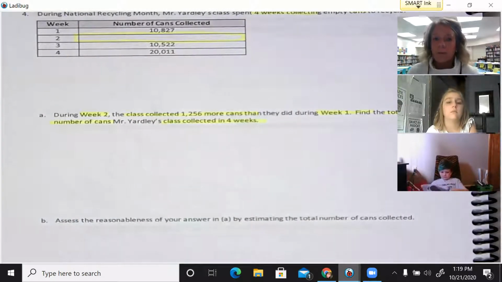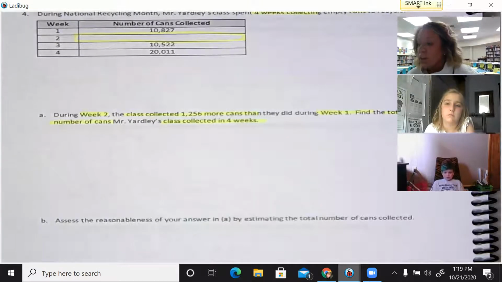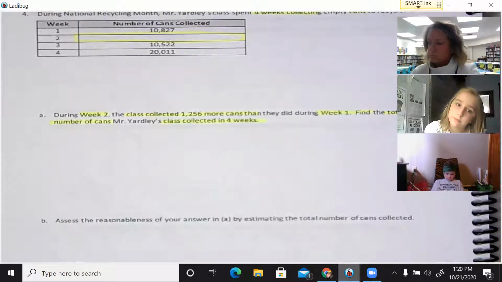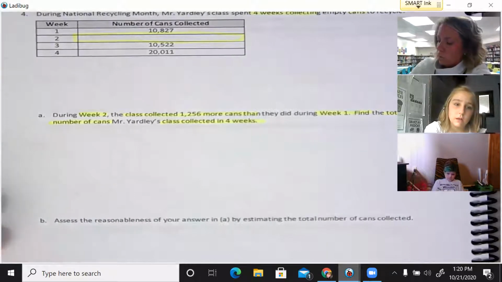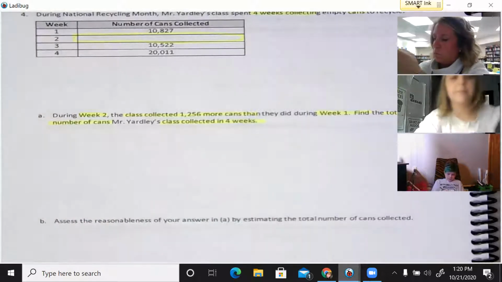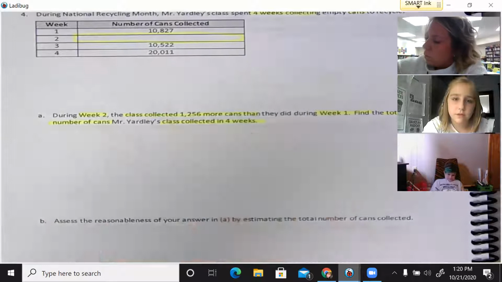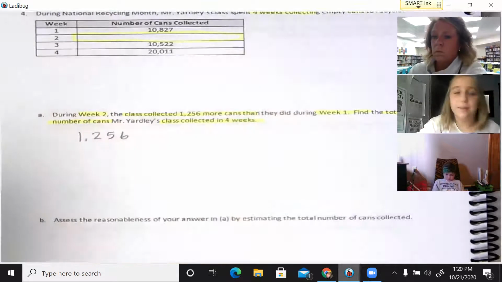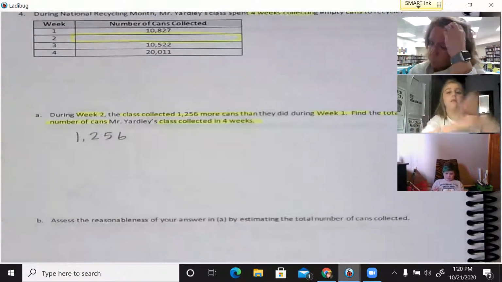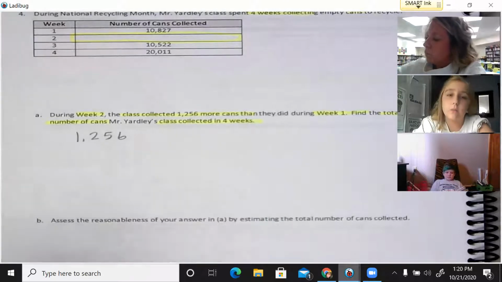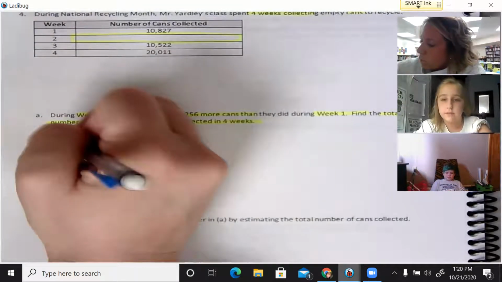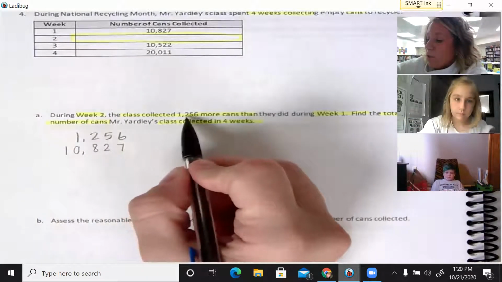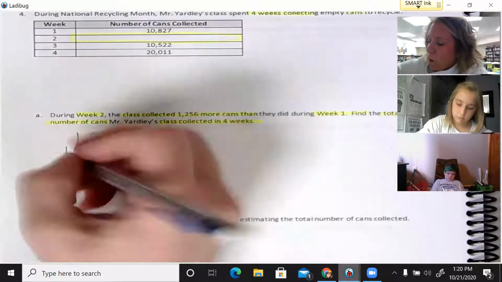So now let's talk about how can we, Sophia, figure out how many cans were collected in week 2? You can figure that out by adding the 1,256. You'd add 1,256 to week 1's number, 10,827. Very good, because it tells us it's 1,256 more cans than they did week 1.